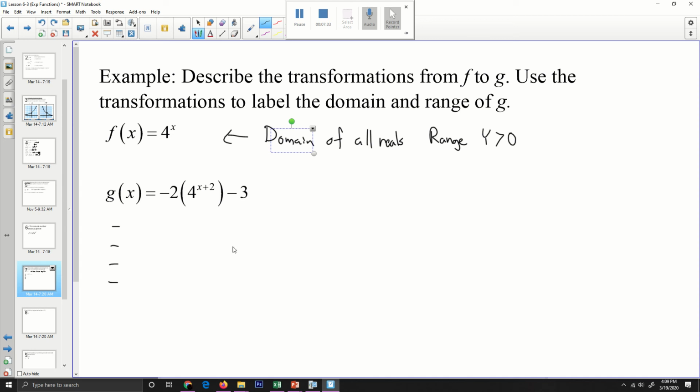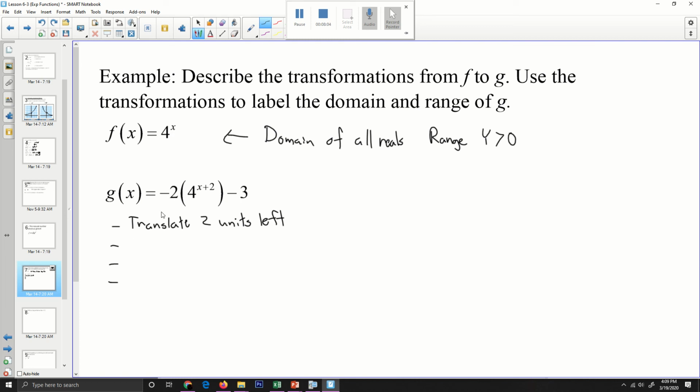So let's say I said x was 5. When I plug in 5, the first thing that's going to happen to it is I'm going to add 2 to that 5. That is going to be a translation 2 units left. And it's left because you do the opposite when you're adding to the variable. Then I do the exponent. After I've added 5, I'll go 4 to the 7. That is the function. Then I multiply by -2.